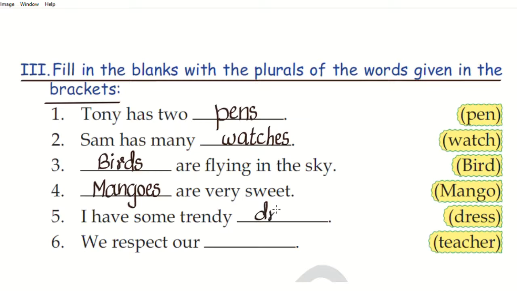Number 5. I have some trendy dash dresses. Here the word dress ends at double s. So we add es to make plural of dress, dresses. Number 6. We respect our teachers. We add s to the word teacher to make plural of it, teachers.